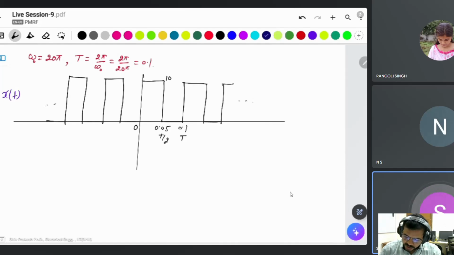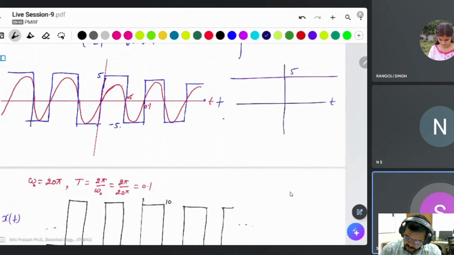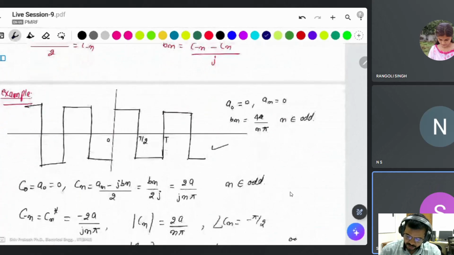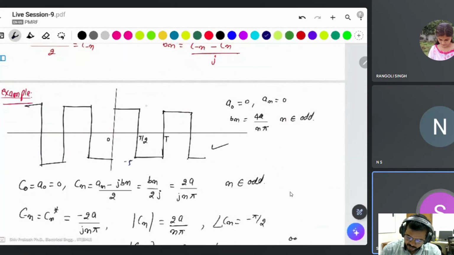If you observe this signal, the signal is same. This signal is minus 5 to 5, same as this signal. Okay, this is minus 5 to 5. You can take this one. Here it is minus a to a. For this one, a naught is 0, an is 0, bn only presented.